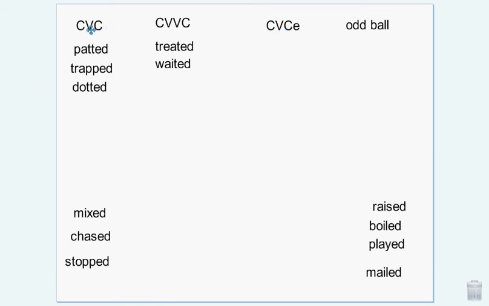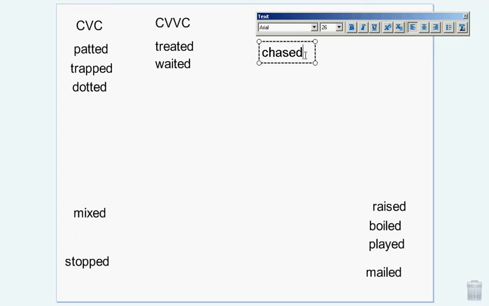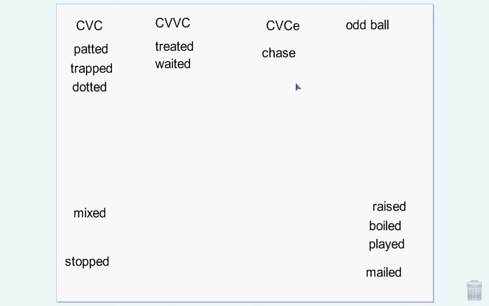Go back to CVC. If you have consonant, vowel, consonant, but you have an E on the end, it's going to look a little bit different. So you have words like chased. Chase, that's how you spell it, C-H-A-S-E. Now you can see there's a vowel A, there's a consonant after the A, and then there's an E at the end. E is that special vowel, and that's why it specifically has to be E. And of course you have the H before the A, so consonant, vowel, consonant, E.